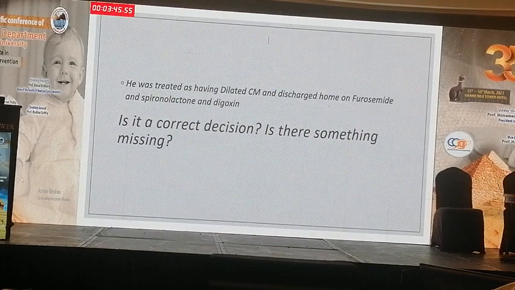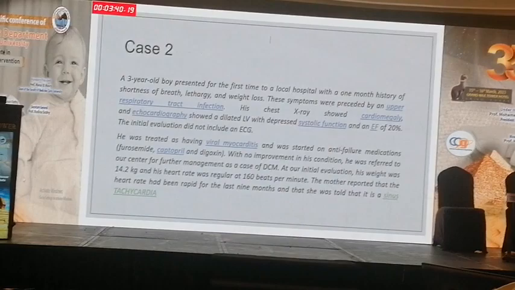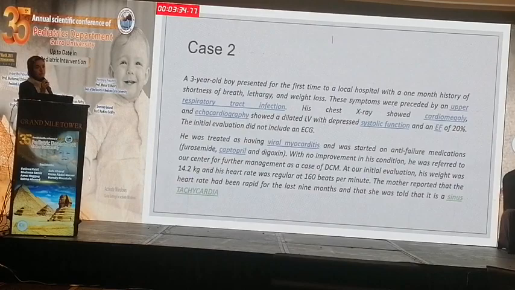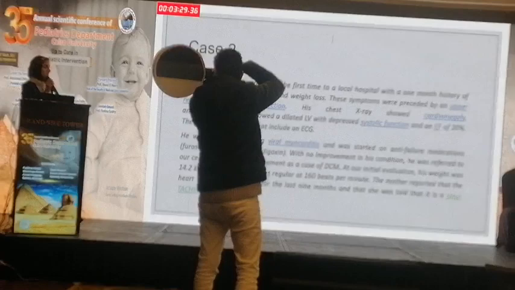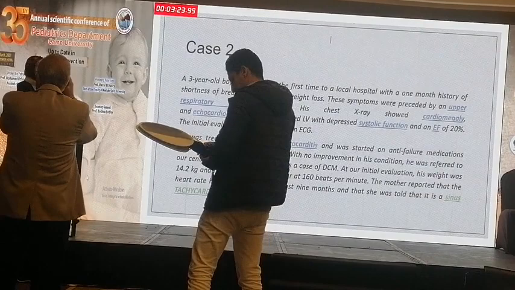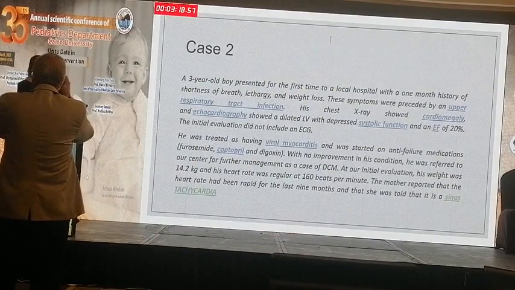Good evening. Our second case is a 3-year-old boy presented for the first time to a local hospital with a 1 month history of shortness of breath, lethargy, and weight loss. These symptoms were preceded by an upper respiratory tract infection. His chest X-ray showed cardiomegaly, and his echocardiography showed a dilated left ventricle with depressed systolic function and an ejection fraction of 20%. The initial evaluation did not include an ECG.